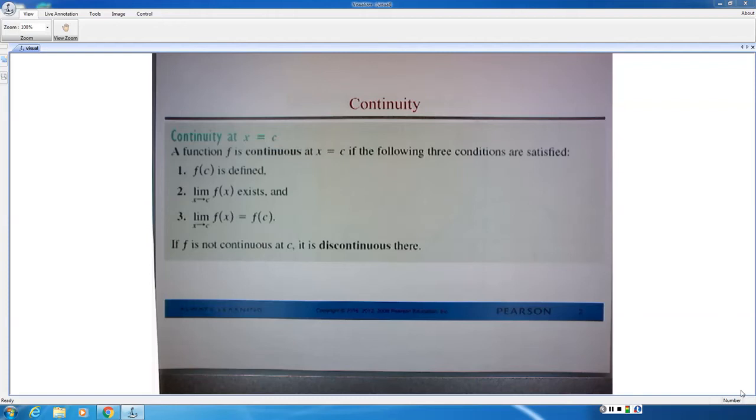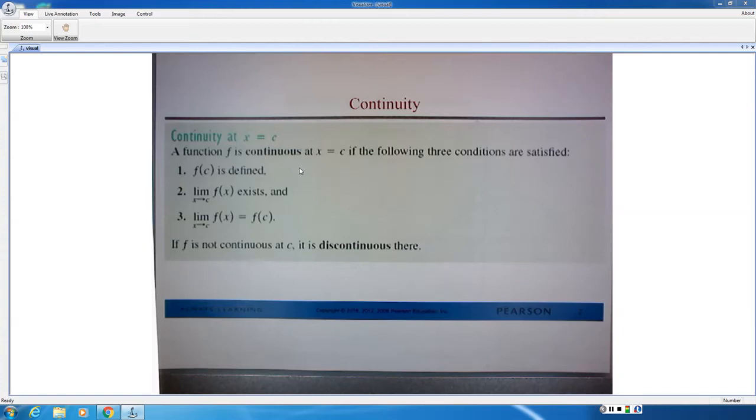And it's a 3-step process. If you're trying to decide if a function is continuous at any number C, that number can be anything, positive, negative, rational, irrational, just some number C. 3 things are required for that function to be continuous at that point C. The first thing that's required is that f of C exists. You can plug C into the function and it gives you a number. It gives you an answer. F of C has to exist.